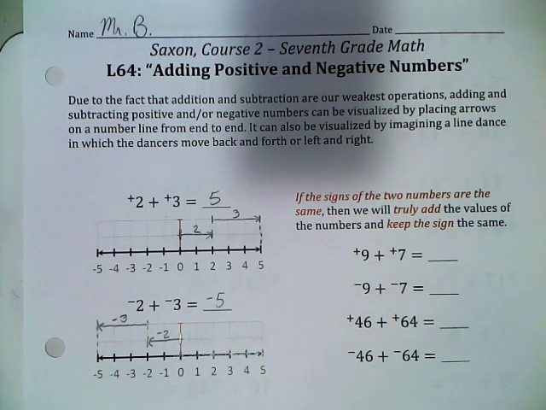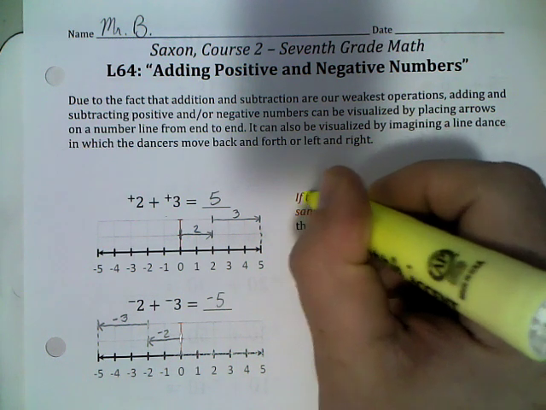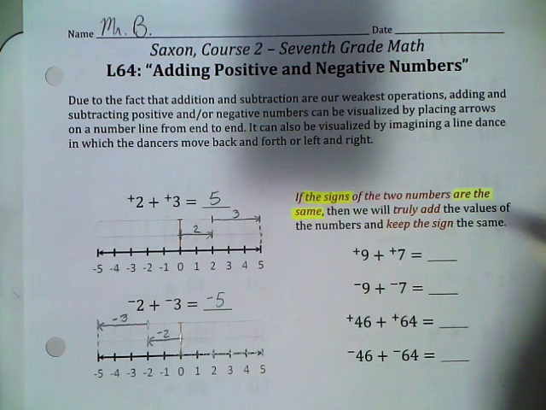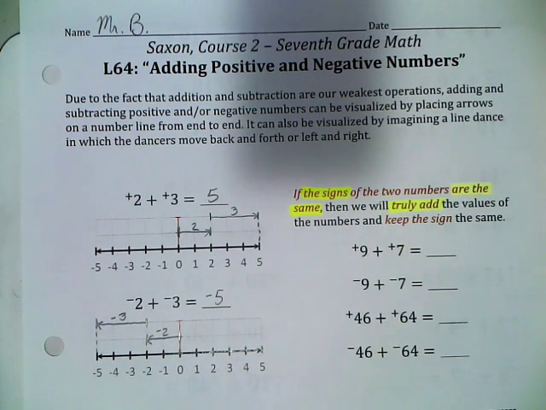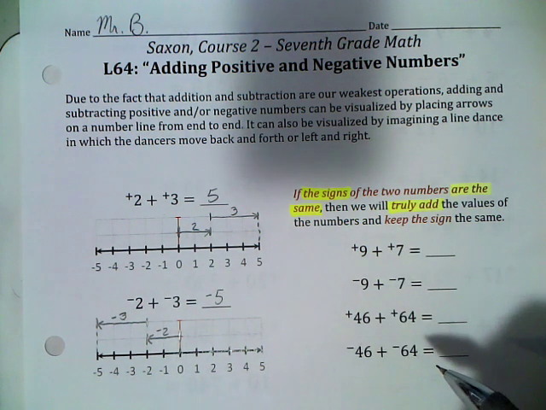So if you grab your yellow highlighter, I want to really highlight: the signs are the same, we truly add. We shorten that down, that's kind of the heart of it. If the signs are the same, we truly add. You are going to actually add those numbers, and then of course, keep the sign.